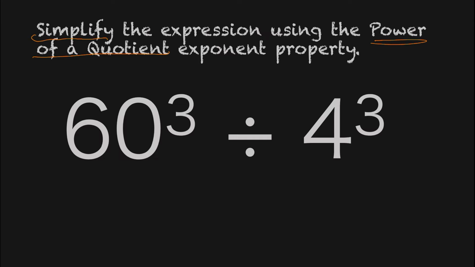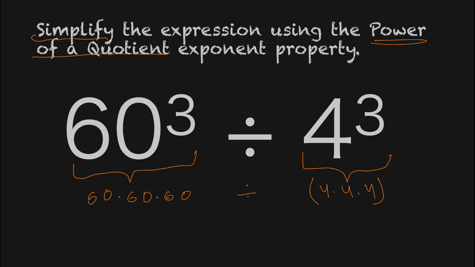So the first step that I'm going to do is write out this 60 to the third power and write out this 4 to the third power. So the 60 to the third power we know is equal to 60 times 60 times 60 because you're multiplying 60 by itself 3 times. And this 4 to the third power is 4 times 4 times 4. Now, we're dividing this 60 times 60 times 60 by the 4 times 4 times 4. So I'm going to write a division symbol and some parentheses so that we know what we're dividing by what.